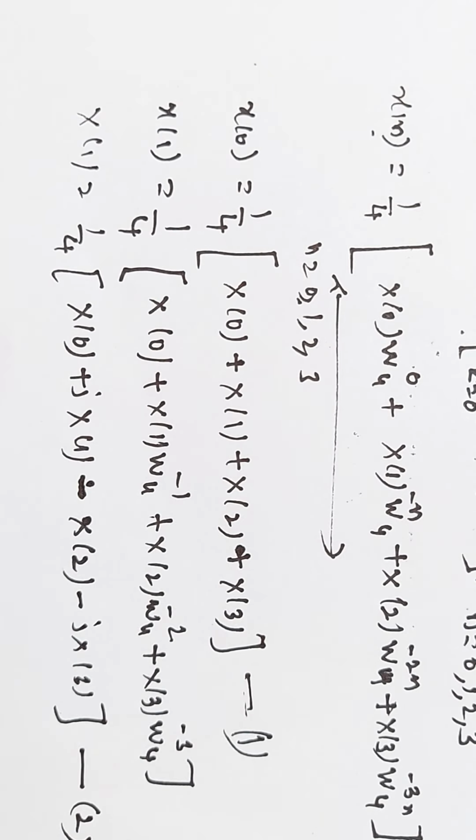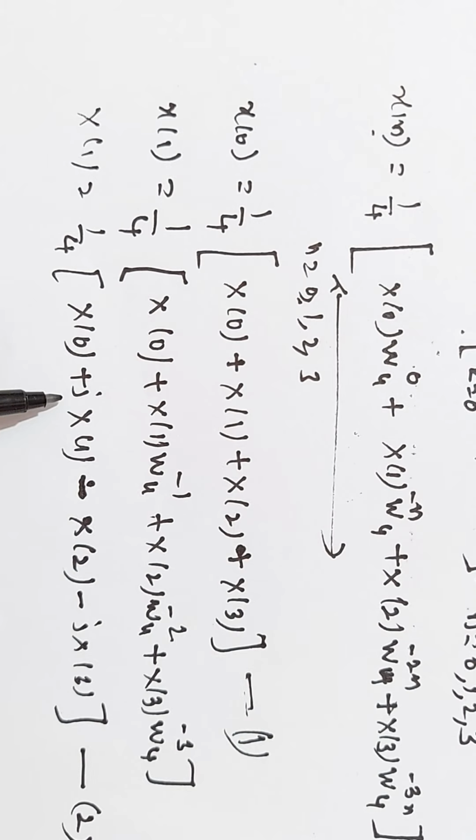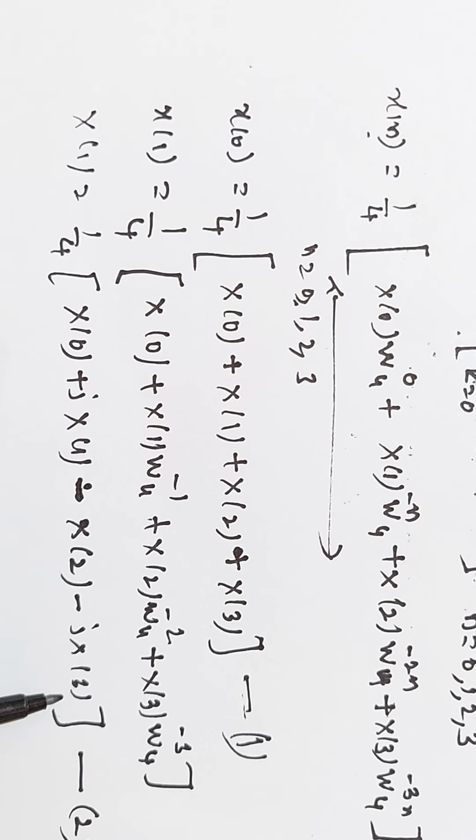See, in the 4-point DFT, you get small x of 0 minus j x of 1 minus x of 2 plus j x of 3. Here, in the 4-point IDFT, you get X of 0 plus j x of 1, minus x of 2, minus j x of 3. Instead of minus j, you get plus j there.